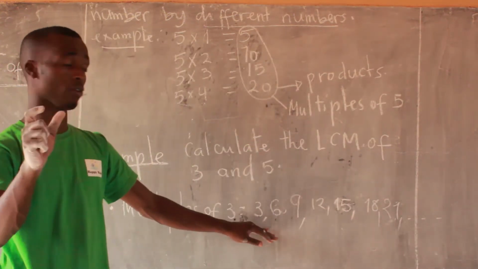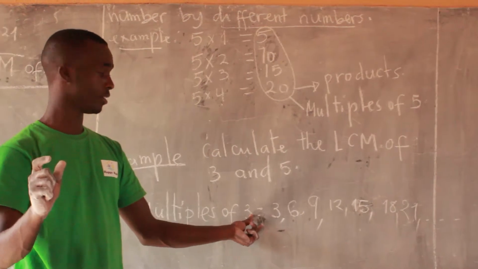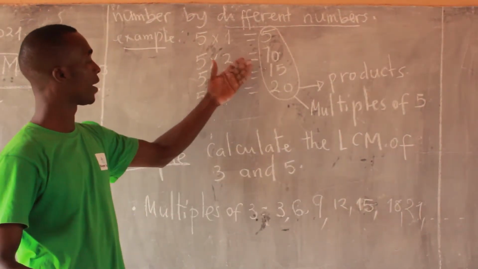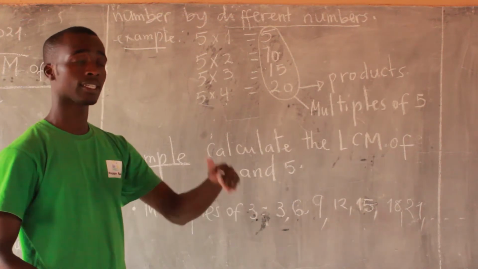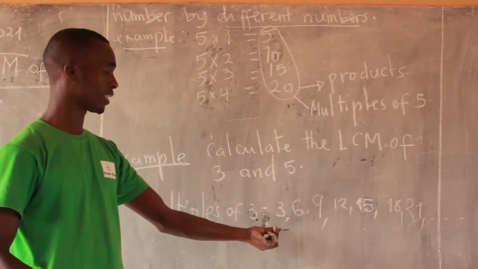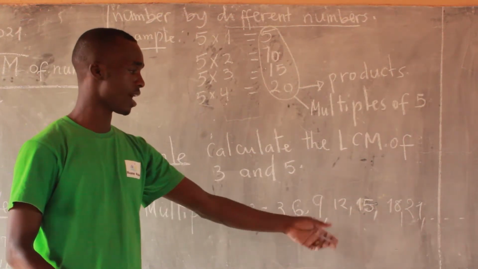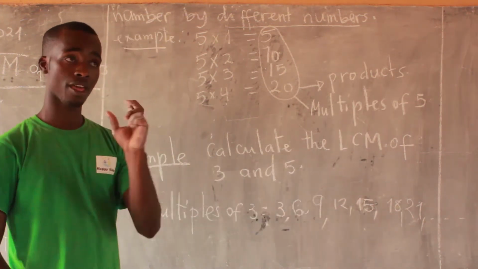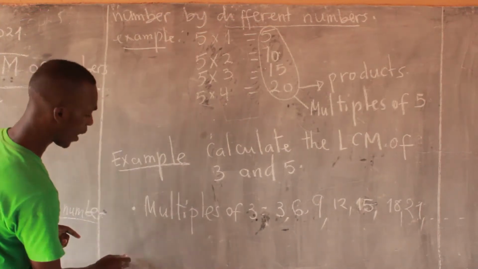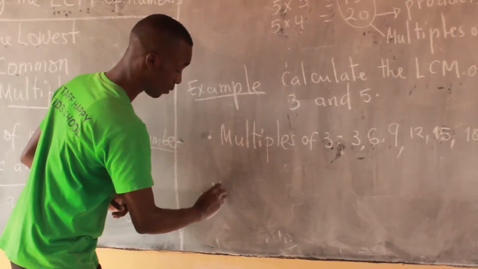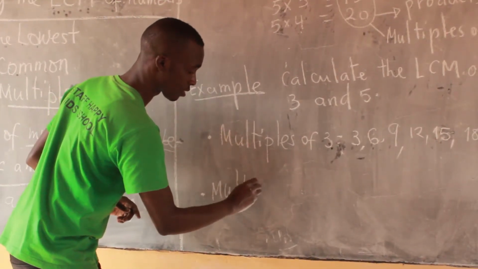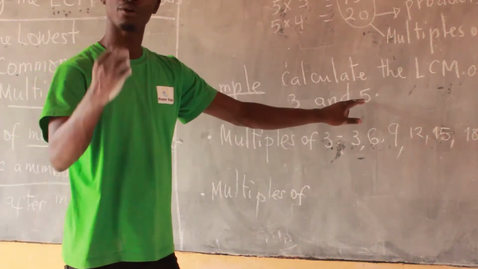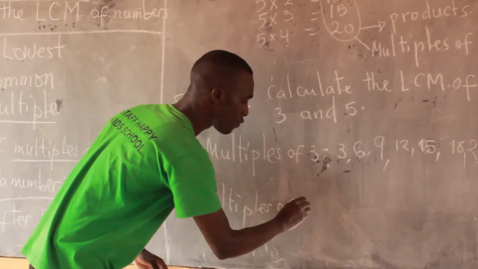Those are the multiples of number 3. Those are the answers, the products we get when we multiply number 3 by counting numbers, starting from 1. Those are multiples of 3. So, what do we call now? We will now also need to know the multiples of 5. What are the multiples of 5?